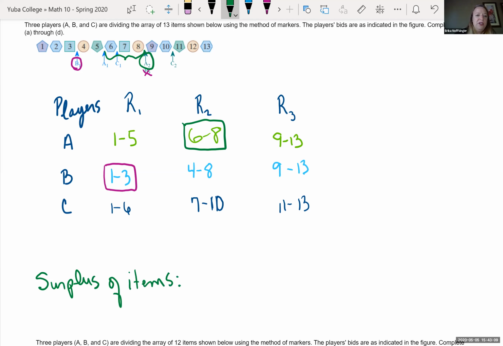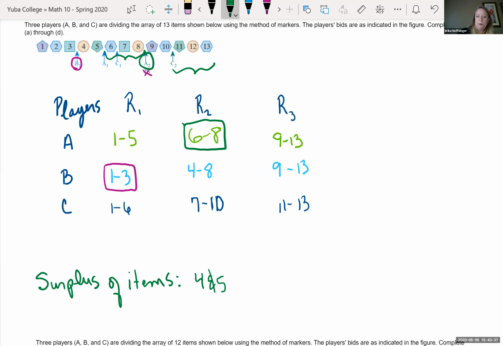And so we just said that there is a surplus, numbers 4 and 5 were not taken. Okay, so now we have that player A has their fair share. And so now we're going to look at player 2. So player 2, well, they have the following.